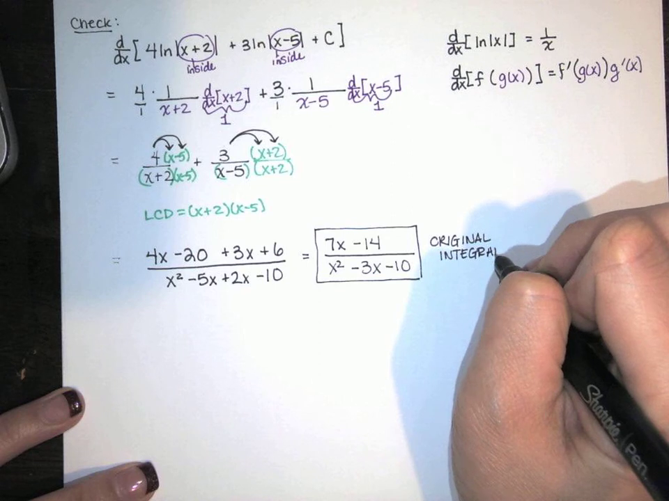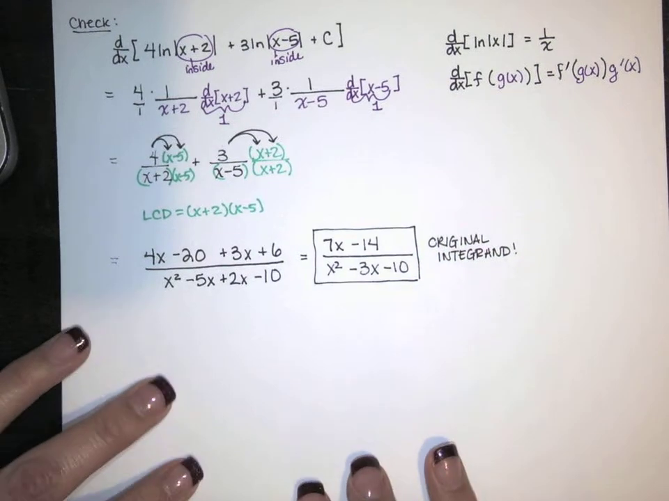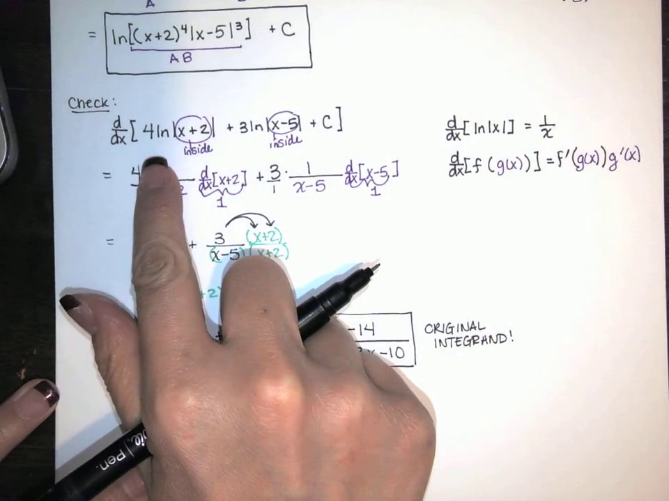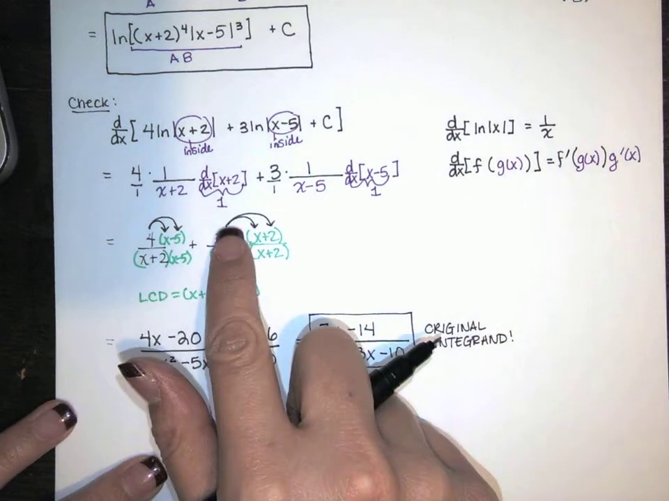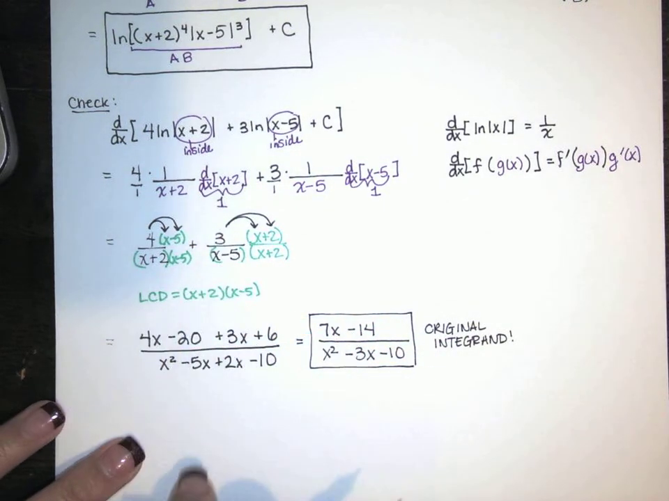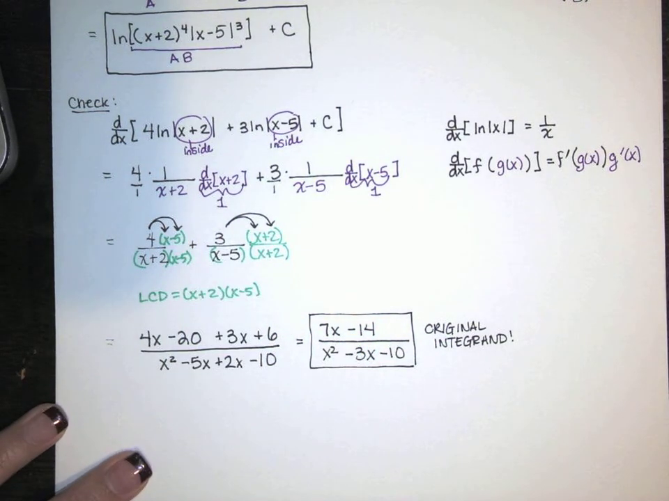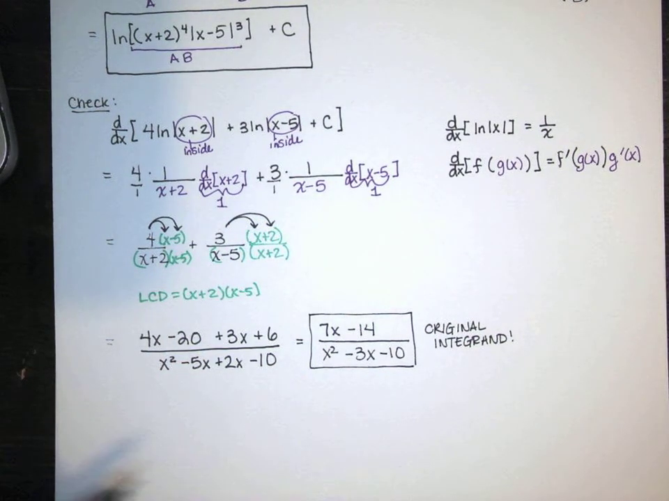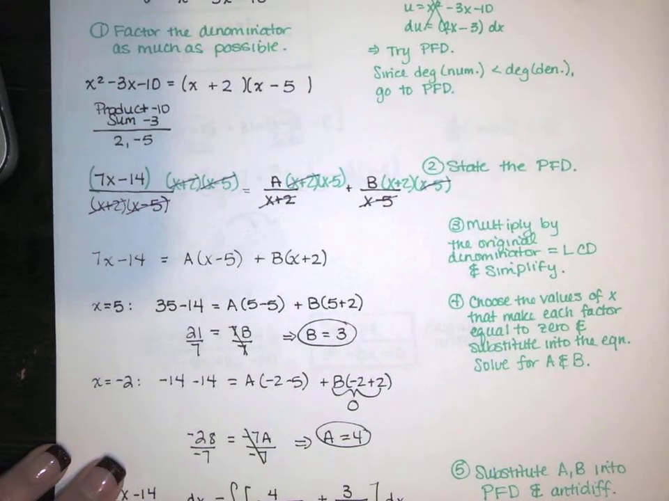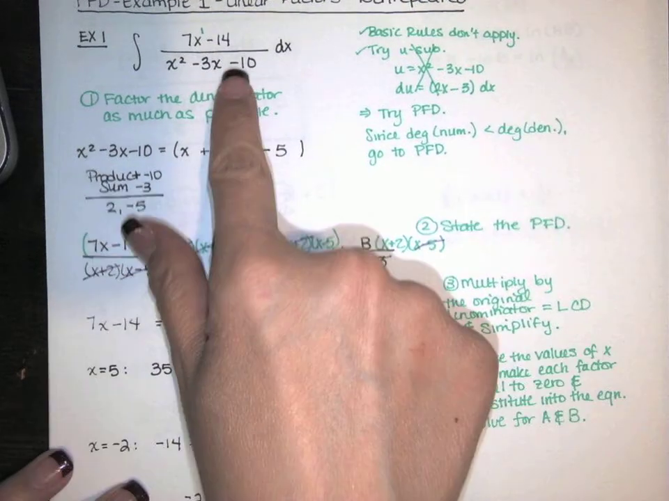Yay! Woohoo! So the derivative of our antiderivative was equal to our partial fraction decomposition, and once we got a common denominator, we saw that that was equal to the original integrand. So the derivative of the antiderivative is equal to the original function, and that means we correctly used partial fraction decomposition to find the antiderivative of this guy.